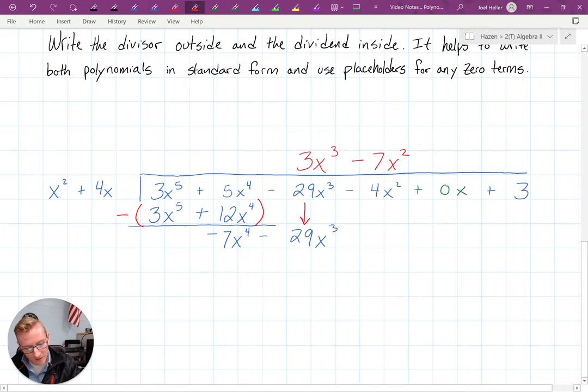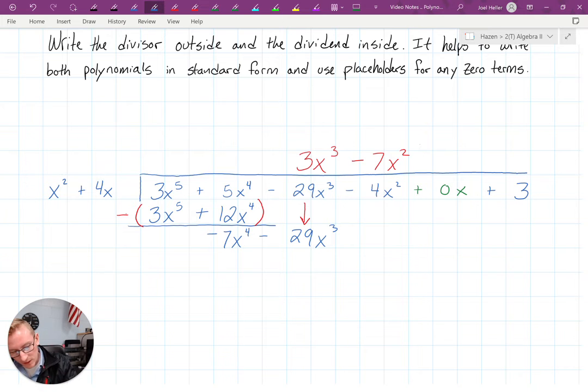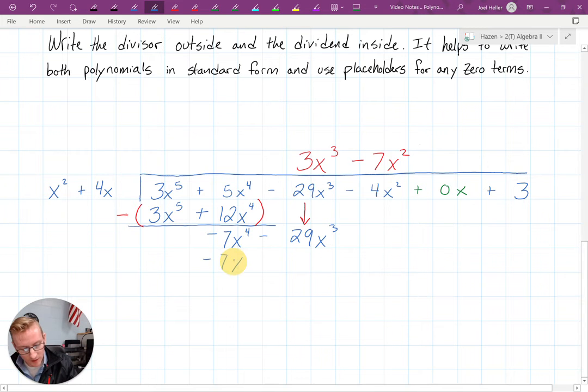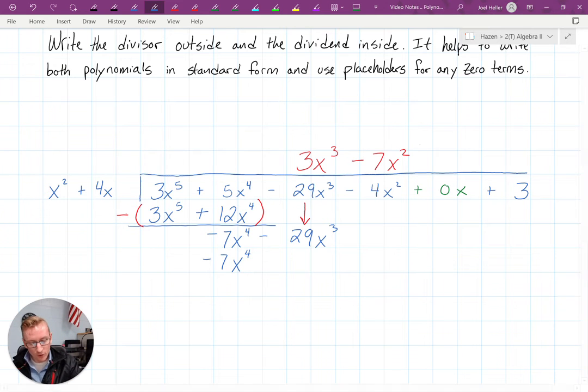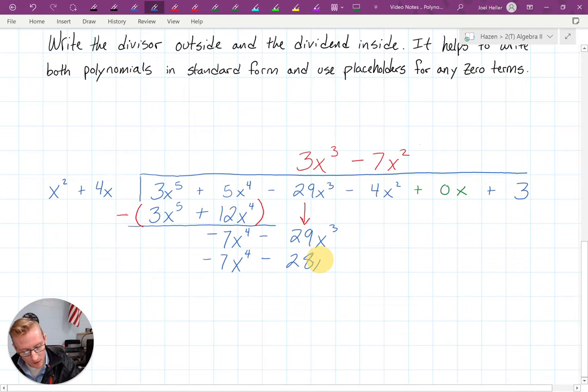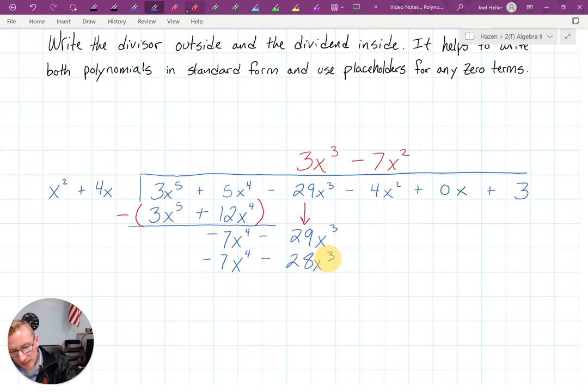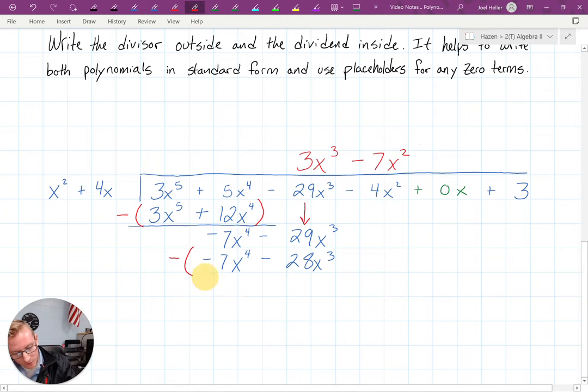So I've got the negative 7x squared times the x squared. That's going to give me my negative 7x to the fourth. That's what we want. We want those first terms to line up perfectly. Then I've got this negative 7x squared times the 4x. That's going to be negative 28x cubed. Again, I'm stacking my variables that have the same exponent. And then I'm going to subtract, just like I do with that division algorithm.